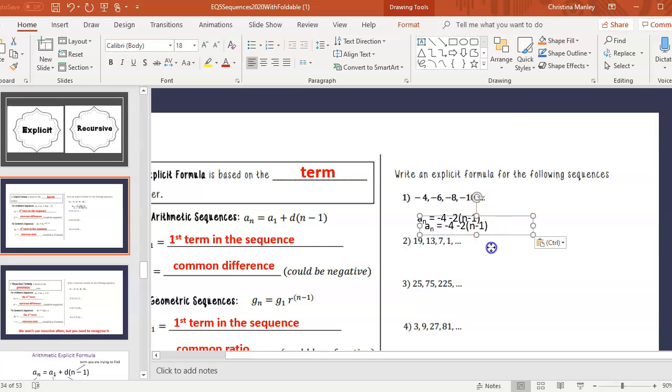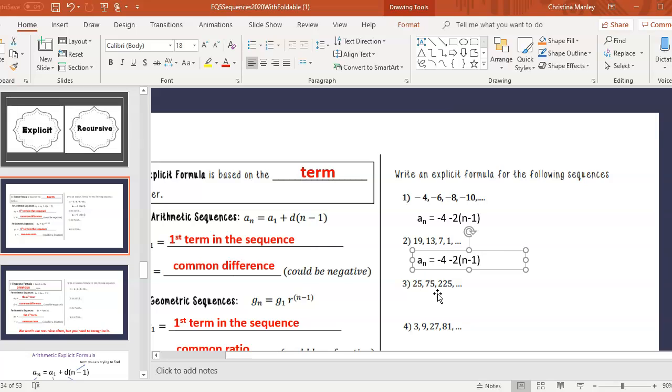I'm just going to copy and paste this box, and we'll probably have to change it. All right, so number 2, we have 19 decreases to 13, decreases to 7, decreases to 1. So how would I get from 19 to 13? Nothing that I multiply or divide would easily get me there. But if I subtract 6, 19 minus 6 is 13, minus 6 is 7, minus 6 is 1.